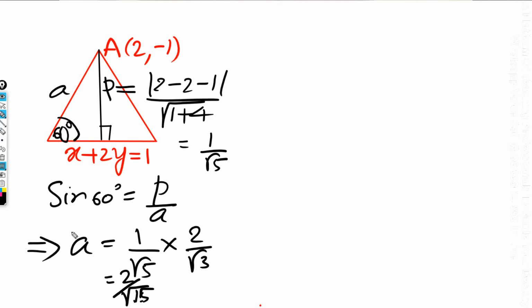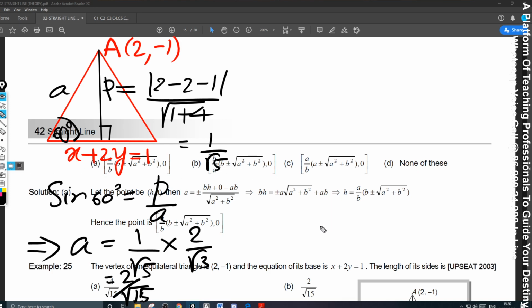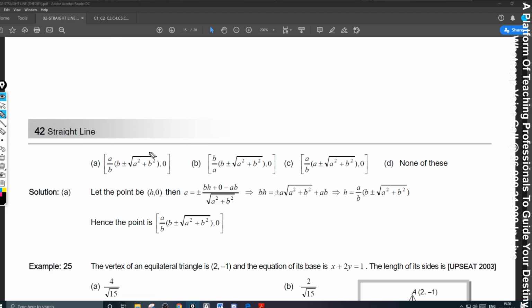So the length of the side of the equilateral triangle should be 2 by root 15. Let us check the options. B is the answer, please. Simple question only. Here also, the perpendicular distance concept is used. Let's move on to the next question.